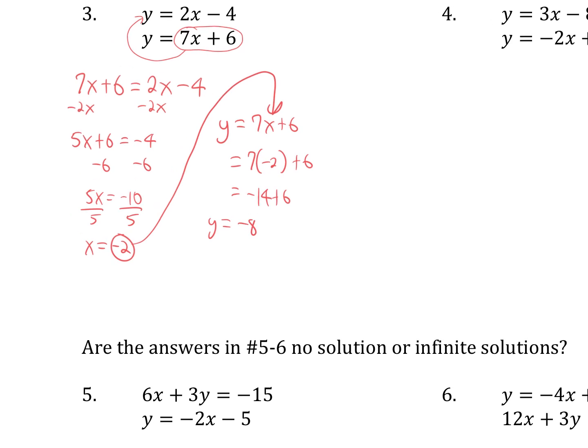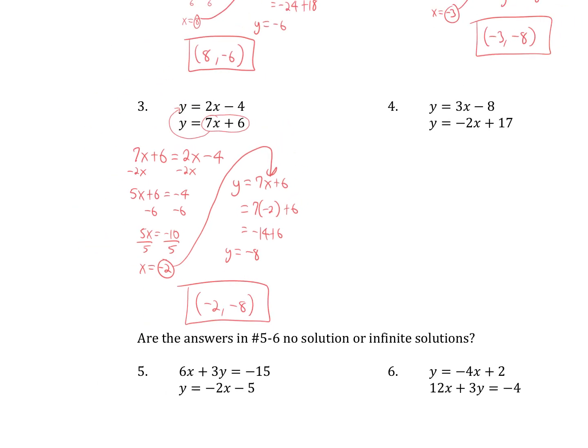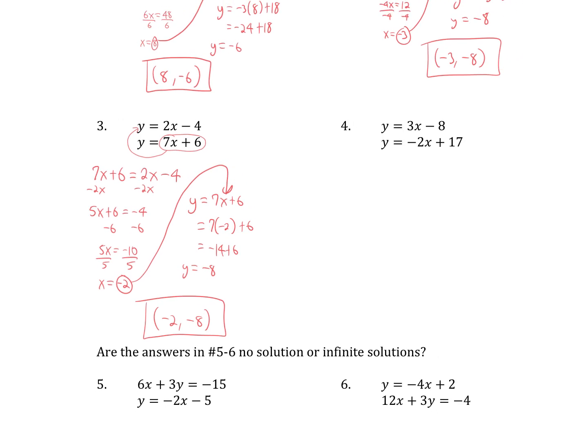So what's our answer going to be here? Well, it's going to be negative 2, negative 8, x, y. That's the point where they're going to cross on the graph. We found it algebraically. All right, I want you guys to try number 4. It's just like this one, just a different kind of example of the same thing.